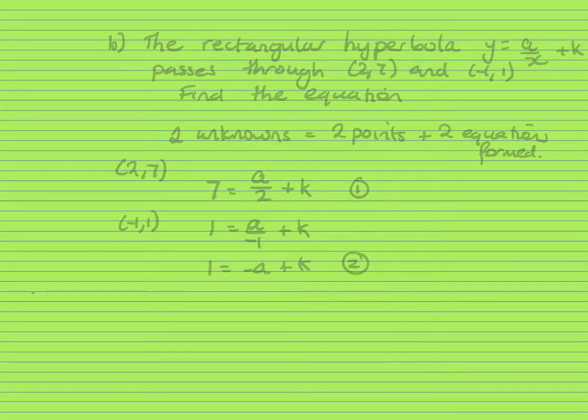Now with simultaneous equations, we usually add or subtract to remove or eliminate one of the unknowns. So I'm going to do the first one, take away the second one. And so I've got 7 equals a half a plus k, take away the second one. So 7 minus 6 is 1. A half a minus negative a is actually plus a, so I end up with 3 over 2 a, and the k's are eliminated.